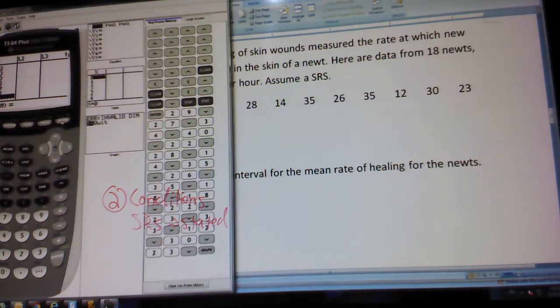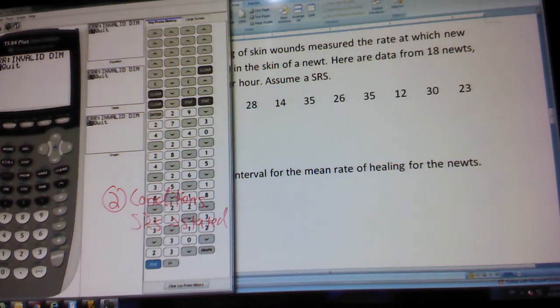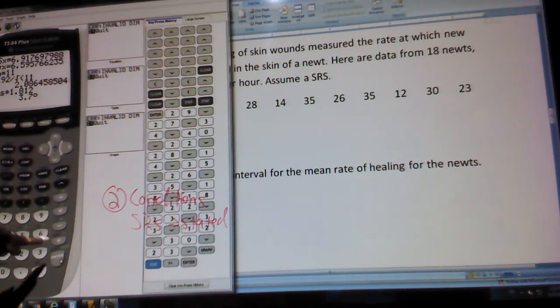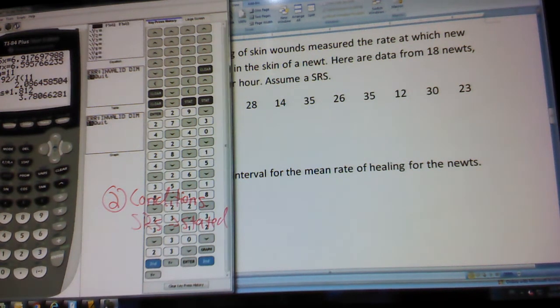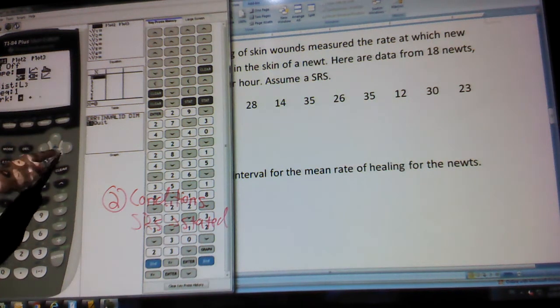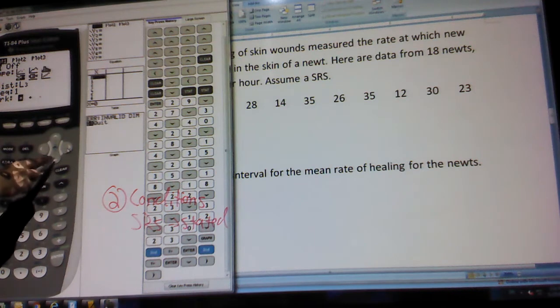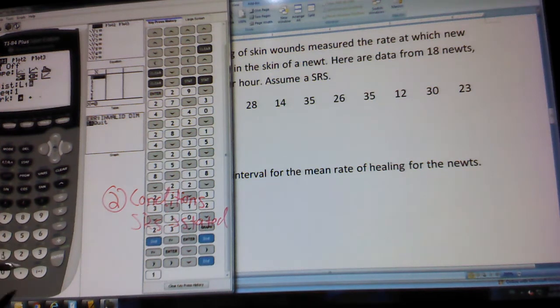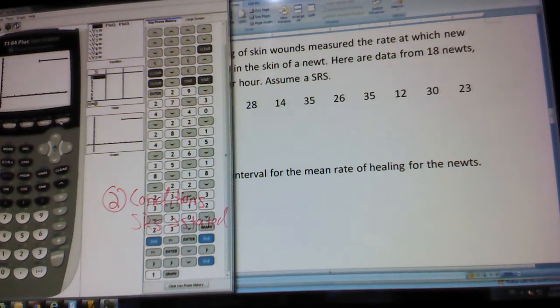So I will graph, and I'll go up to graph. Go up to stat plot, turn it on. I'm going to be looking for outliers, and I'm going to do a box and whisker, and I put mine into list 1, so let's go list 1. Graph, zoom 9, and I will look at it.